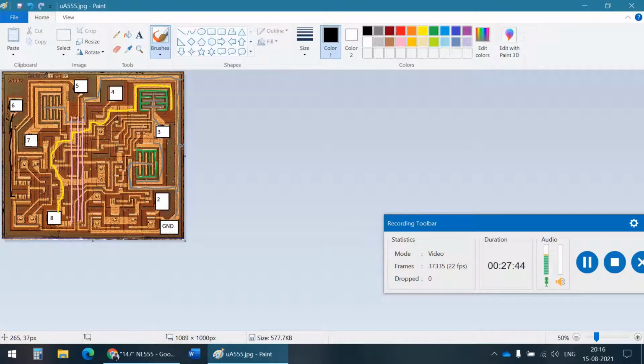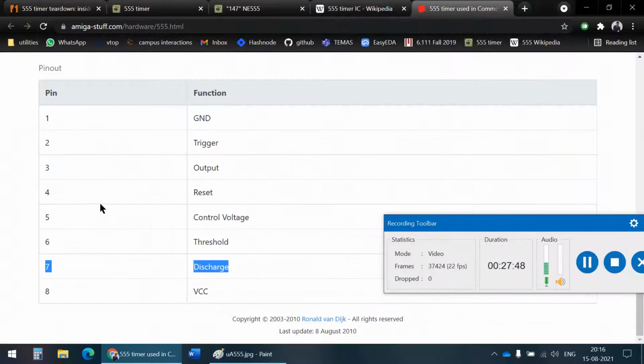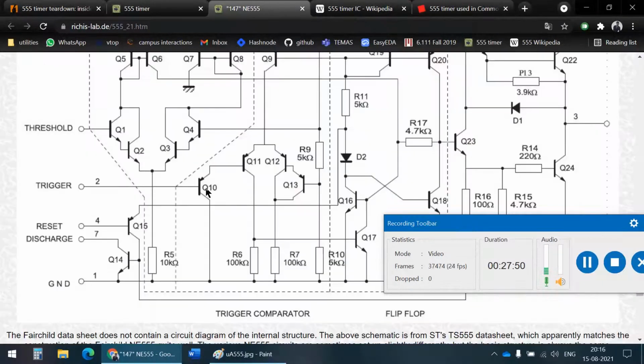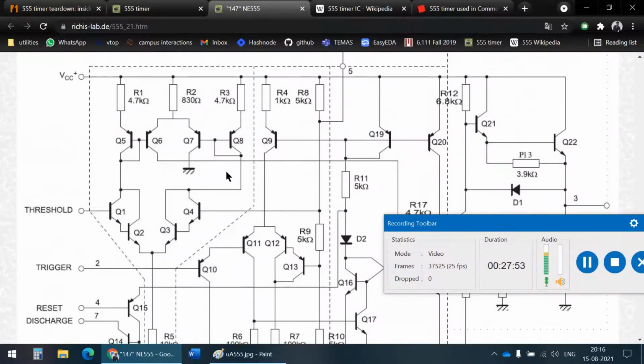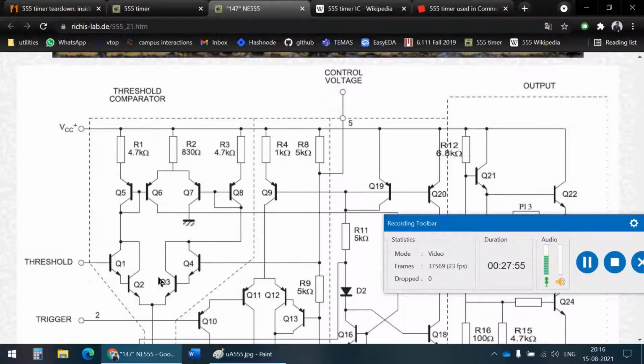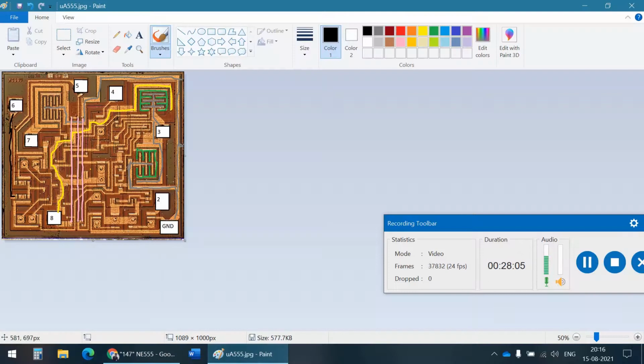And they seem to be connected up here to pin 5. Let's see what pin 5 is. Pin 5 is a control voltage. Are there? Yeah, it is. Look at this. So this Q1, Q2, Q3, Q4. Q4 is connected here, which is connected to the control voltage. So I think we got it. I think we got that right.